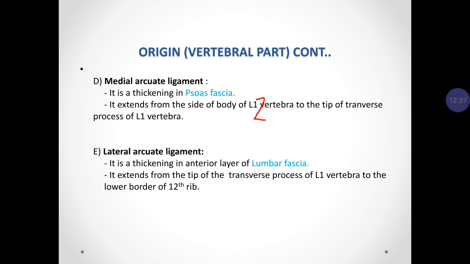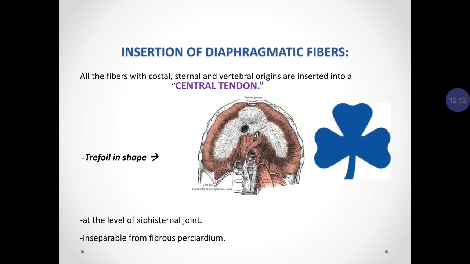All of these fibers ascend in a dome-like fashion in such a way that we get a right dome on the right side and the left dome on the left side, and then all these fibers descend and get inserted into the central tendon part of the diaphragm. So the insertion of the diaphragmatic fibers, all the fibers with the costal, sternal and vertebral origins, are inserted into the central tendon part.